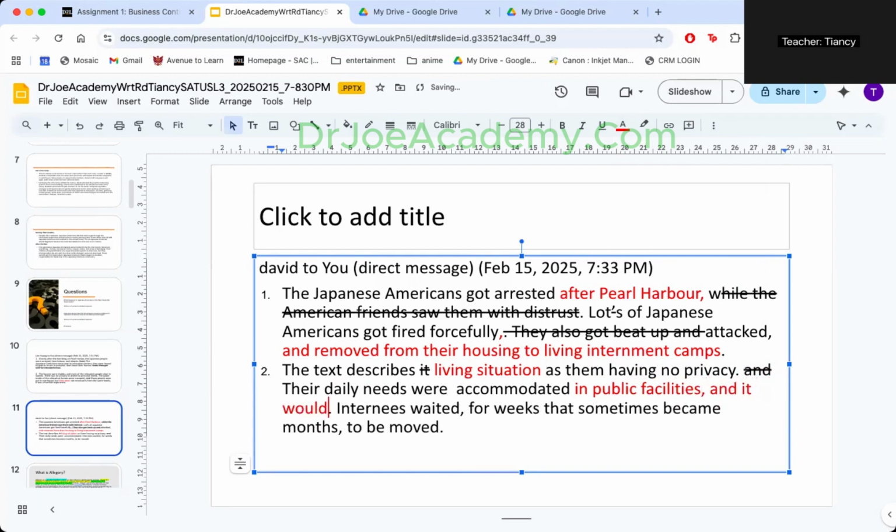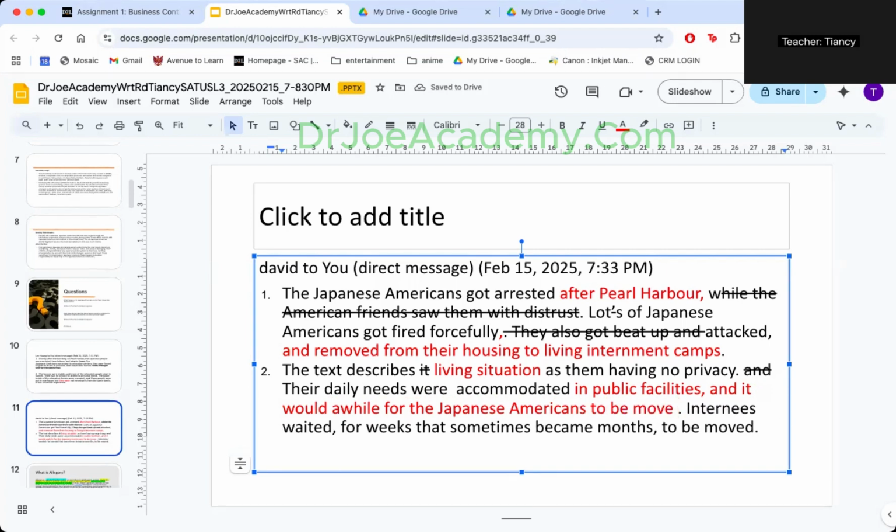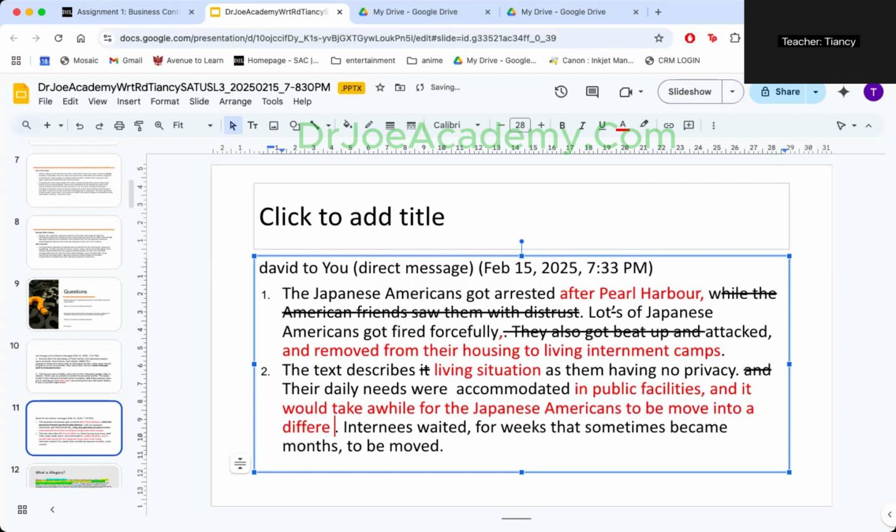And it would take a long time, takes a while for the internees, the Japanese Americans, to be moved into a different relocation center, okay? That's what you should have written. All right, we're gonna move on.